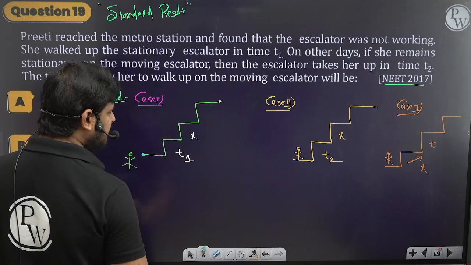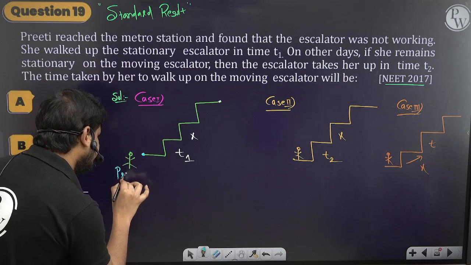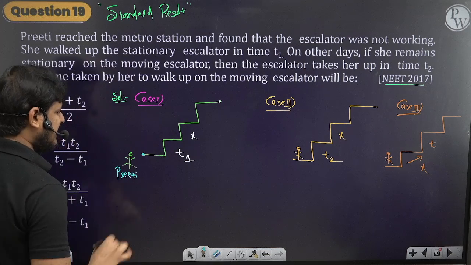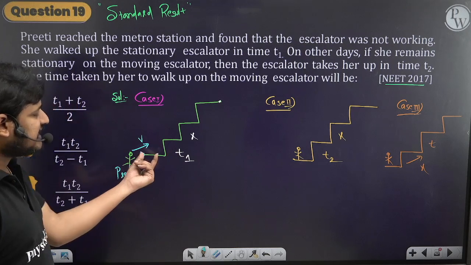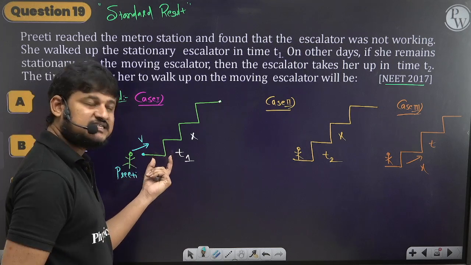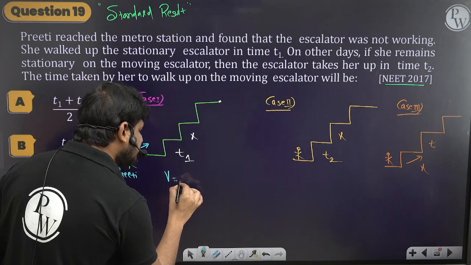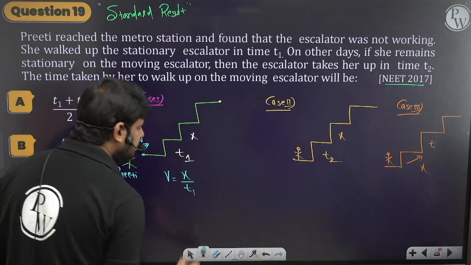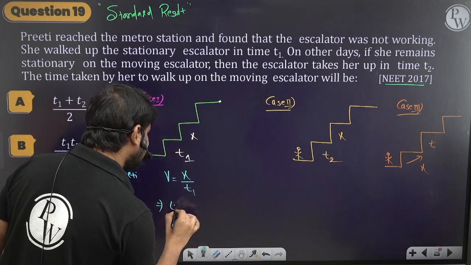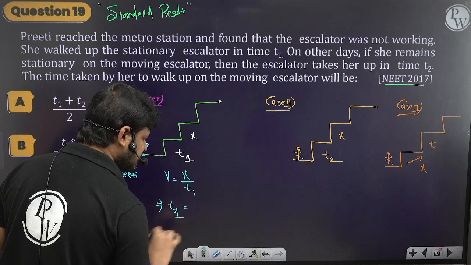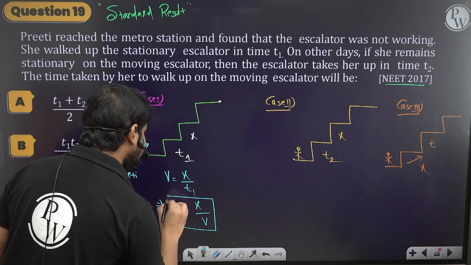She is taking some time t. Here, Preeti is walking. Let's suppose she is walking at a speed v, and the escalator is at rest. Now we know that speed is equal to distance by time. So from here, the time taken by her will be equal to the distance by the speed, x by v. Let it be equation number 1.